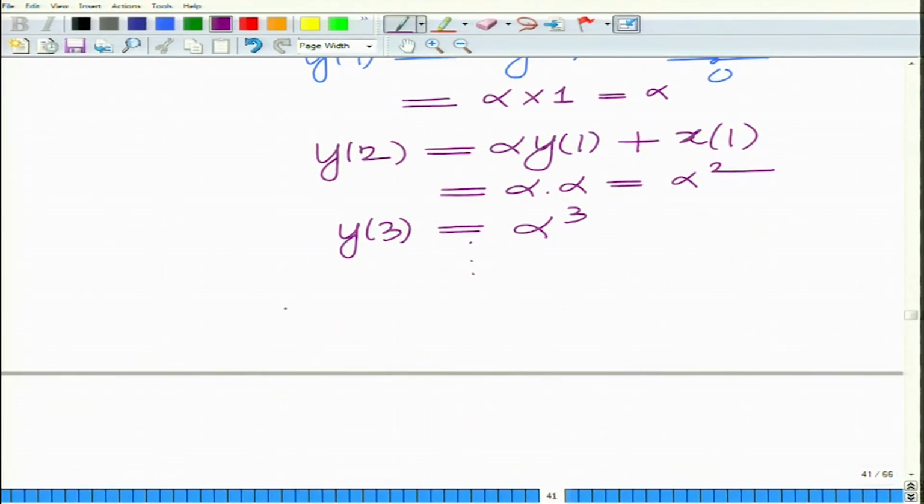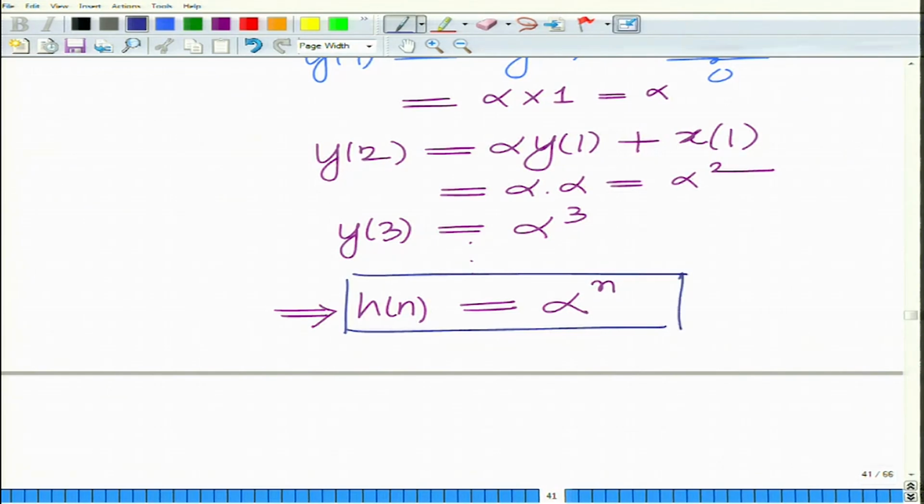So, this implies the output y of n of this system with initial rest, because this is the response to the unit impulse, is alpha raised to the power of n u of n. This is the impulse response of the system described by the difference equation.